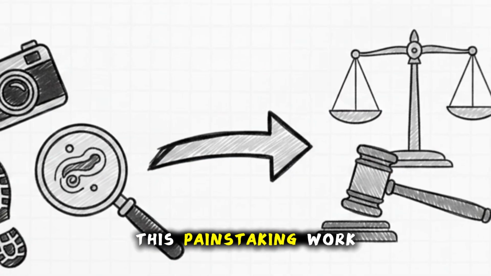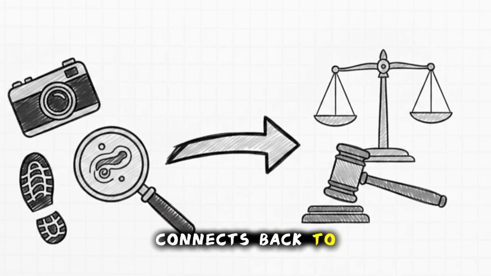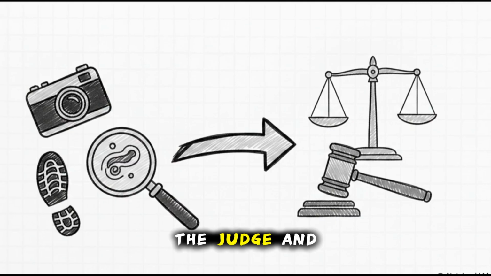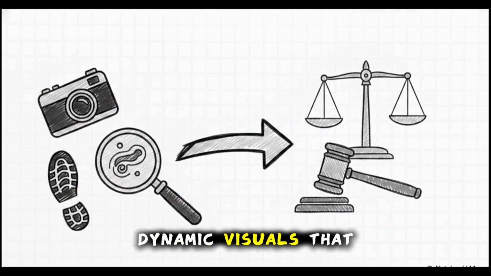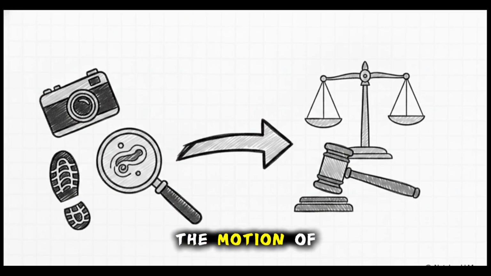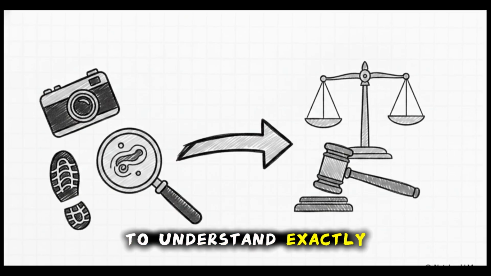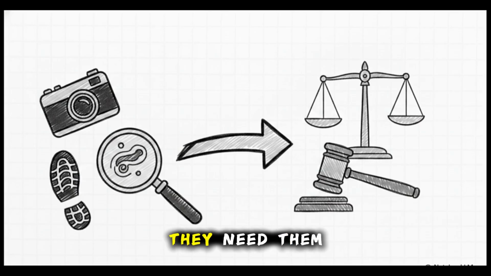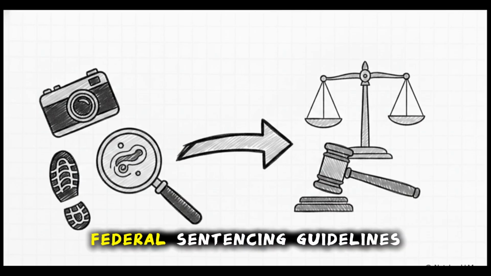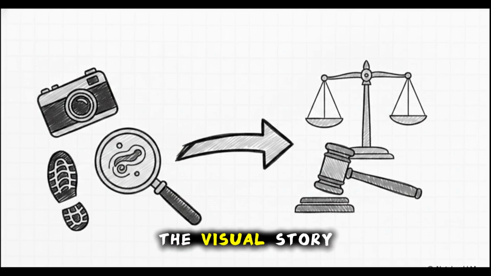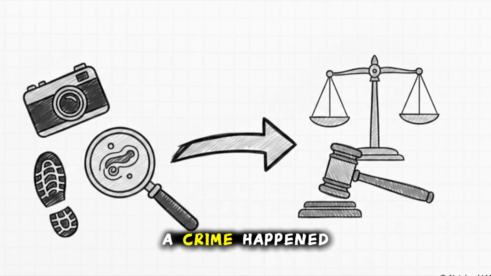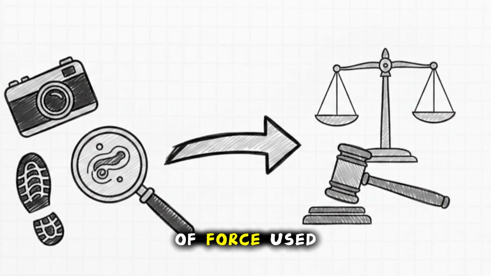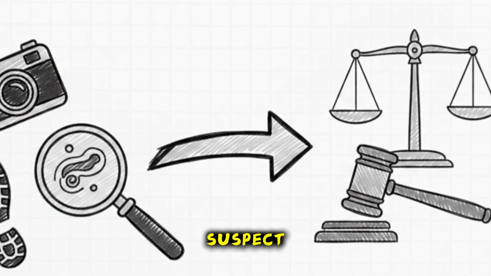And all of this painstaking work connects back to our ultimate audience, the judge and the jury. They rely on these curated, dynamic visuals that so vividly convey the motion of the crime to understand exactly what happened. More than that, they need them to apply complex federal sentencing guidelines. The visual story proves the specific permutations of criminal behavior, whether a crime happened at night, the exact level of force used, or the specific intent of the suspect.